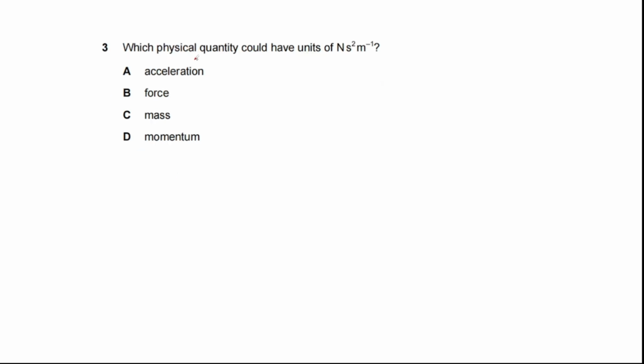Question number 3. Which physical quantity will have a unit of Newton second square meter inverse? So we have the options given. In this unit you can find that Newton is the unit of force and there are meters and second square. So option A is acceleration. You can relate to the force formula, F is equal to ma. If you rearrange it, a is equal to force divided by m. Converting into the units, the force unit is Newton and the mass is in kilogram. So it's not a correct option.